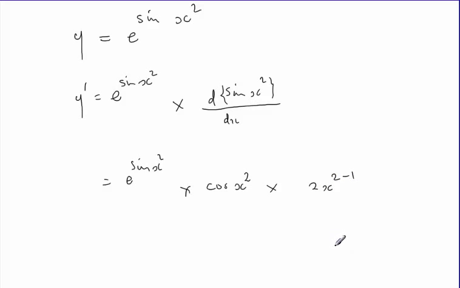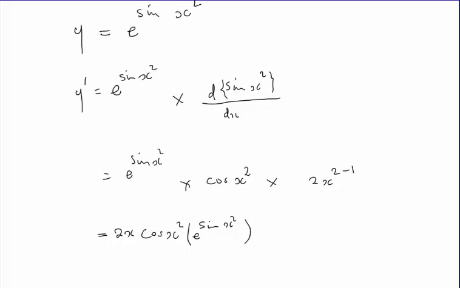Are we together, guys? Finally, writing this nicely, I'll write this as 2x cosine x squared multiplied by, so as not to confuse with the argument, I'll write brackets, e to the sine x squared. And that, guys, is the derivative of that function. Are we together? I think we're going to stop there. Then we'll continue tomorrow.